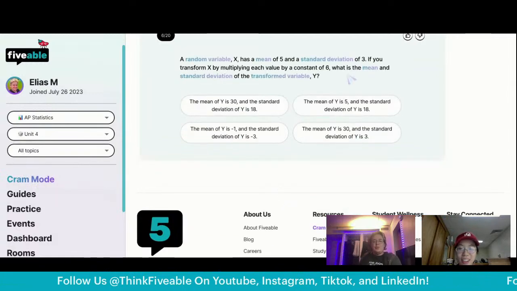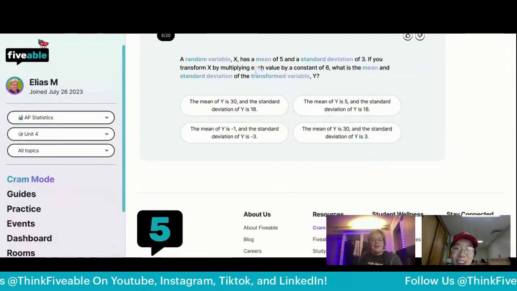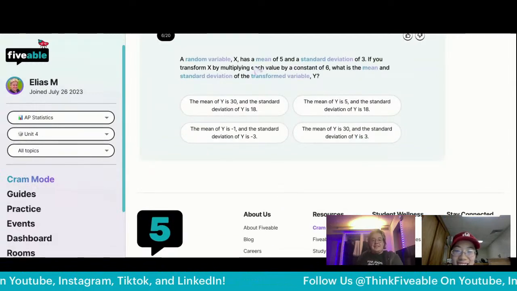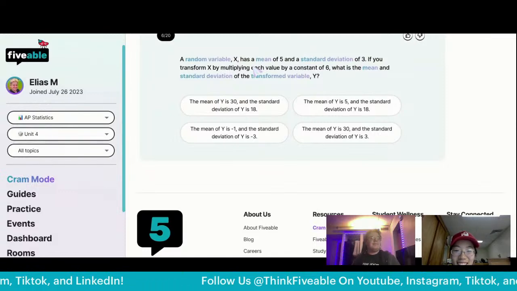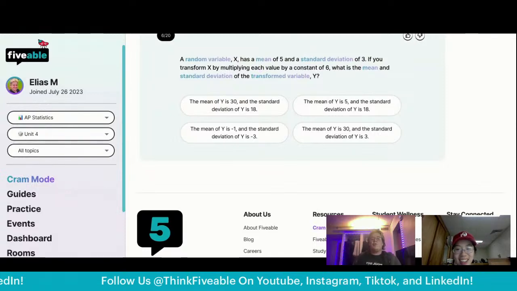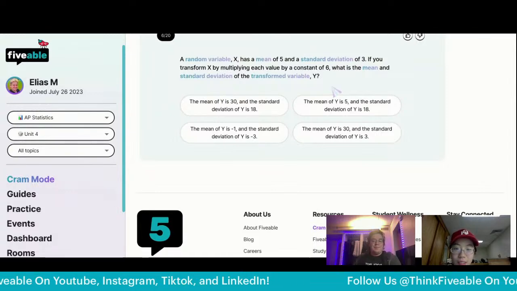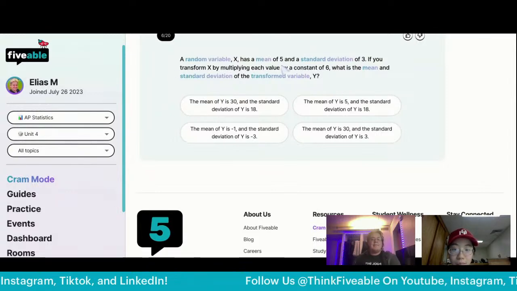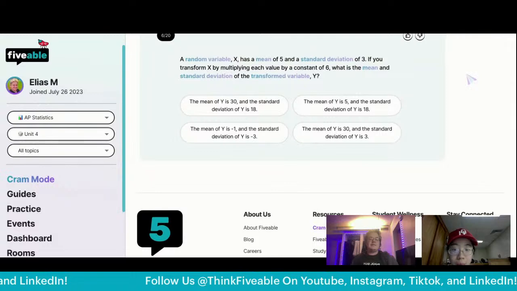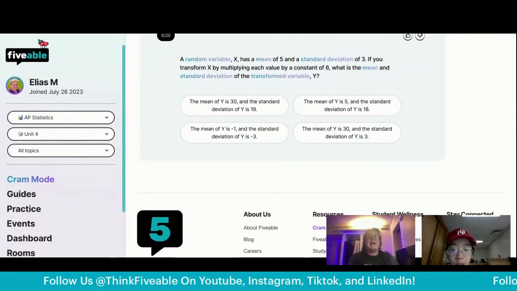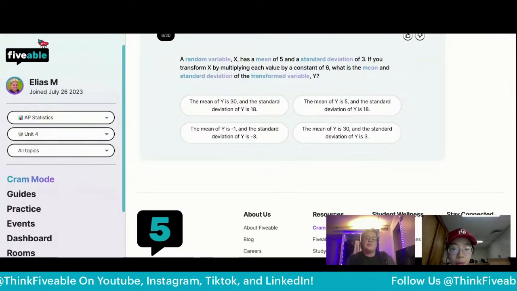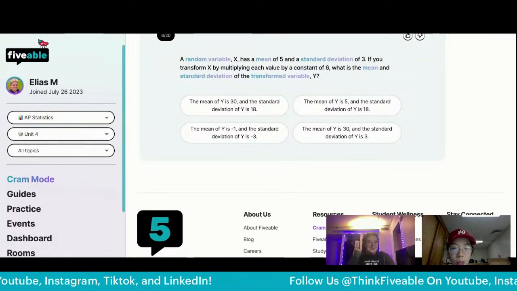Wonderful. Next question. Wow, that's a lot of highlighted terms. Okay, I'm going to assume that means set. A random set X has a mean of 5 and a standard deviation of 3. If you transform X by multiplying each value by a constant of 6, what is the mean and standard deviation of the transformed set Y?